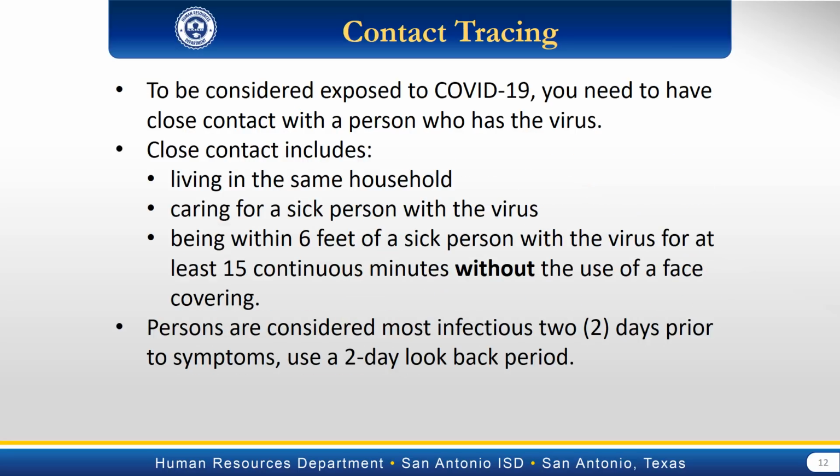To be exposed to COVID-19, you need to have close contact with a person who has the virus. There's a very specific definition for close contact, again, that's been created by the CDC. It includes living in the same household as someone who's tested positive, or caring for a sick person with the virus, or being within 6 feet of a sick person with the virus for at least 15 continuous minutes without the use of a face covering. Persons are considered to be most infectious 2 days prior to symptoms, so we use a 2-day look-back period.